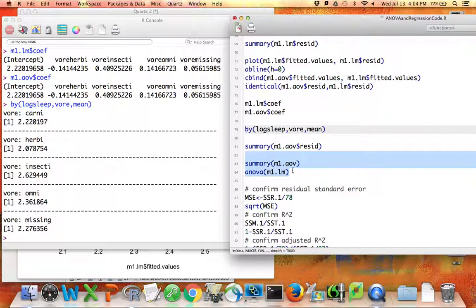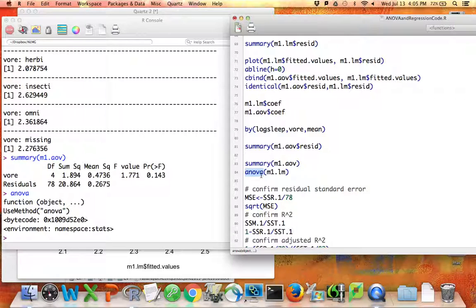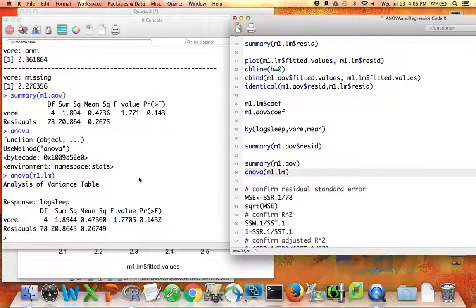I want to look at these two sets of outputs next to each other again. Let me do this. So I'm going to summarize the ANOVA. I want to point out that if I, instead of saying summary m1.lm, say anova m1.lm, in other words, if I use the ANOVA function and give it the output from the regression, it gives me back exactly the same table.